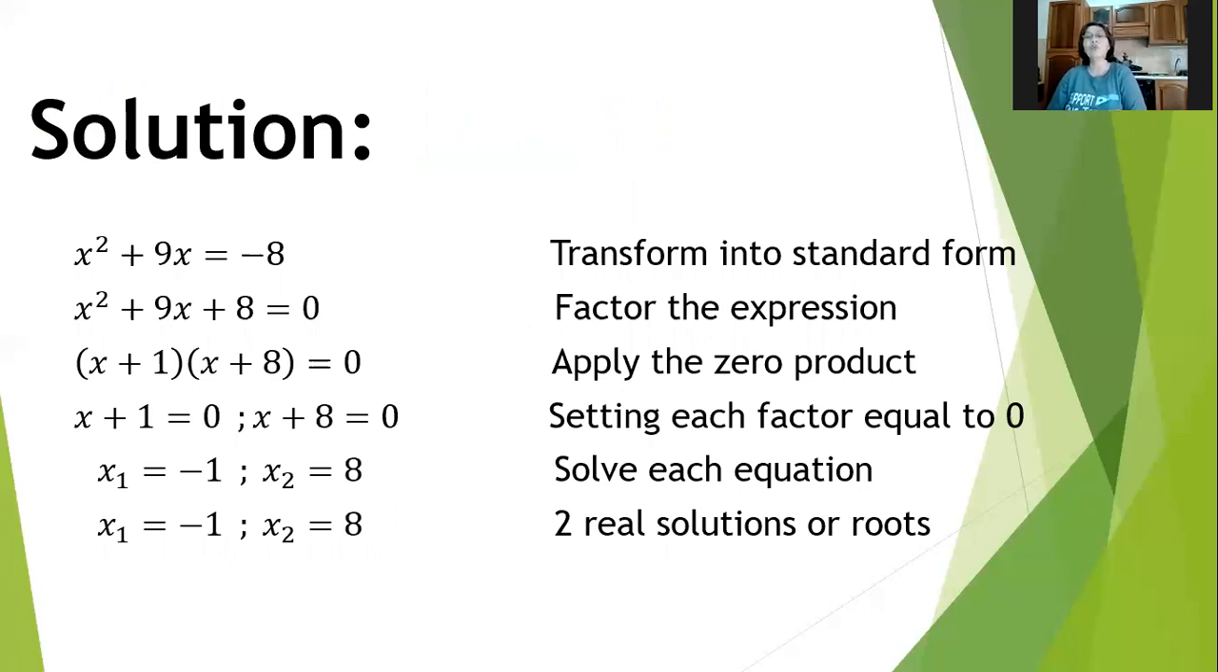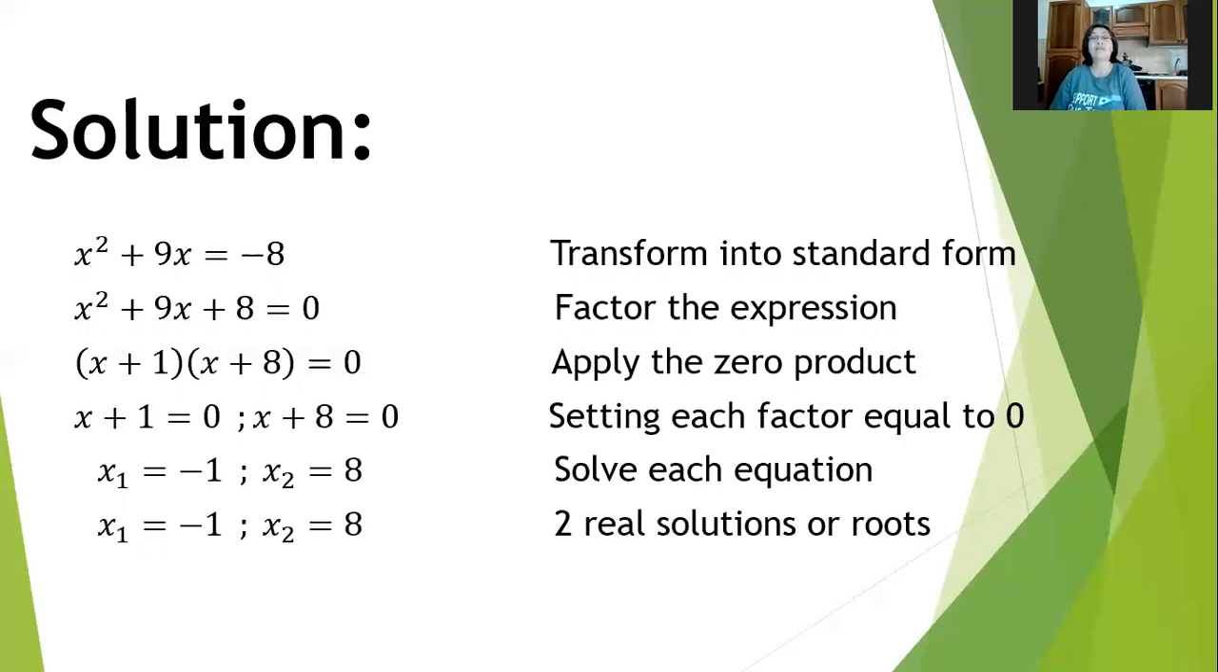The first thing we do is transform the given equation into standard form. Again, what is a standard form? It is ax squared plus bx plus c is equal to 0. X squared plus 9x plus 8 is equal to 0. Then factor the given equation. The factor of x squared is x times x. The factors of 8 that add up to 9 are 1 times 8.